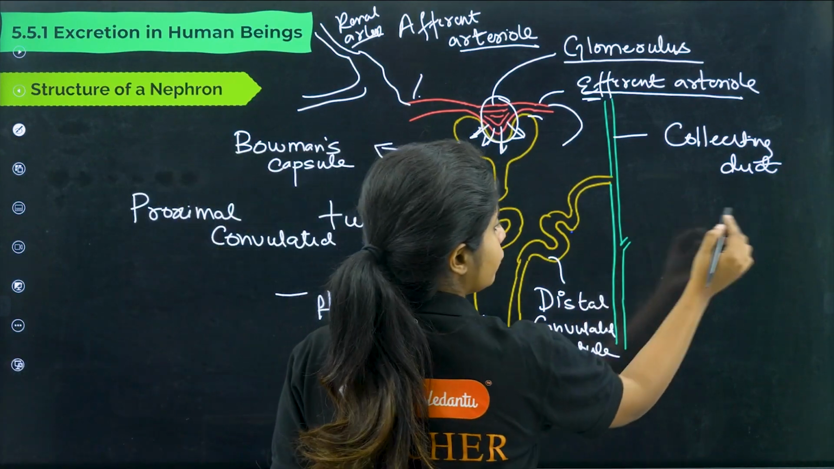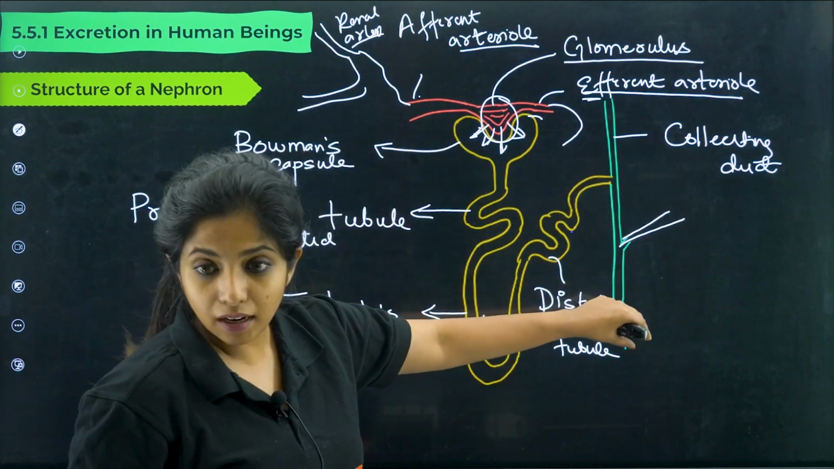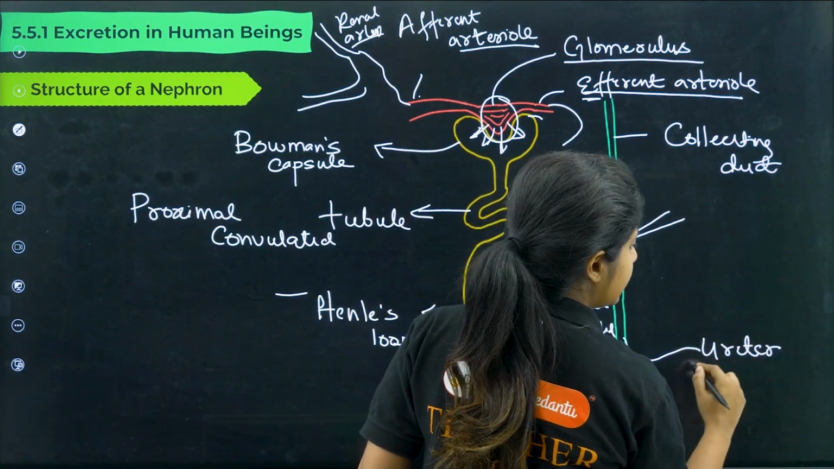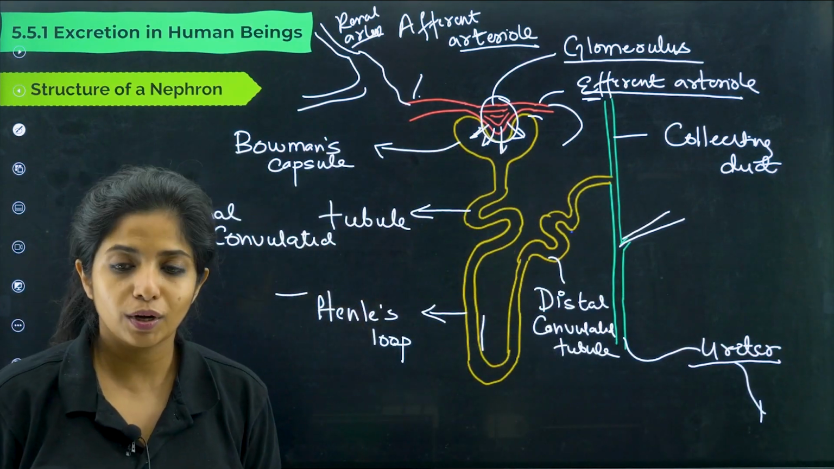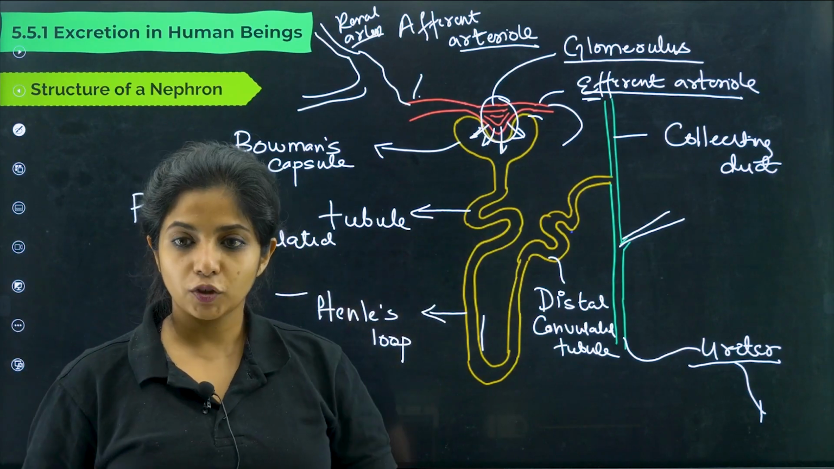So you have so many different nephrons coming around here and opening into this. The collecting duct will later open into something that is known as the ureter. Later on, at the end, it will open into the ureter. From the ureter, things will be going to the urinary bladder. So there is a common collecting duct in between. That is how things are made.